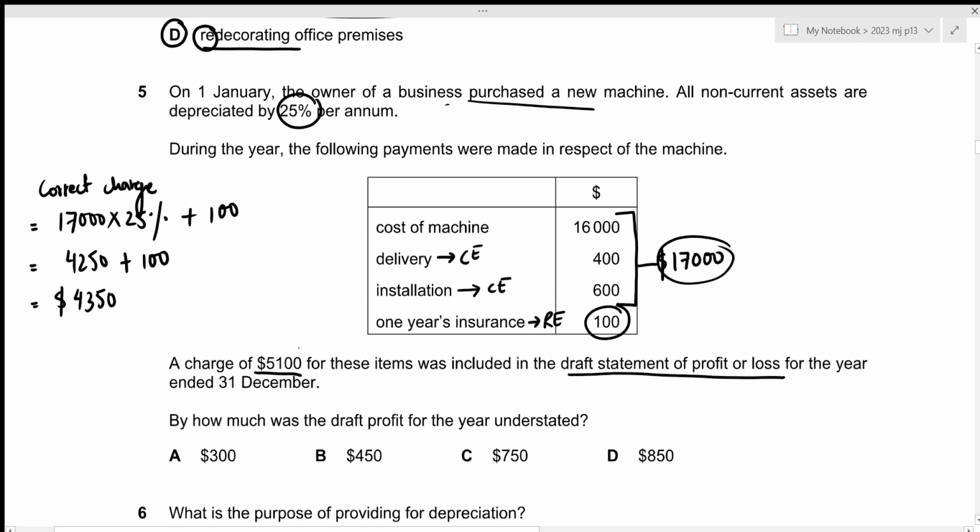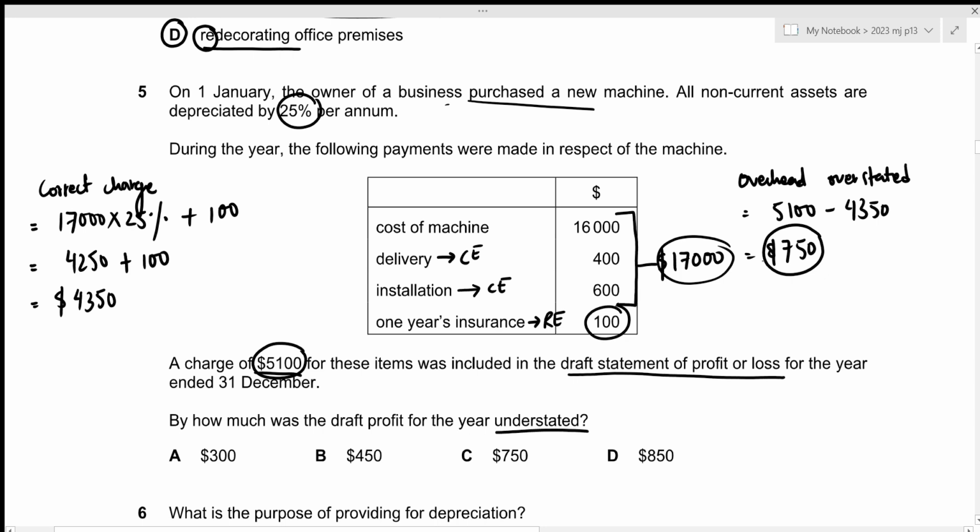But we charged 5,100, which means that our overhead was overstated. Let's figure out the overstatement amount. So that is the difference, 5,100 minus 4,350, which results in 750. So if our expenses are overstated, it means that our profit will be understated by the exact same amount. And in the question itself, we are asked how much was the profit for the year understated by. So that is just going to be 750 given in option C.